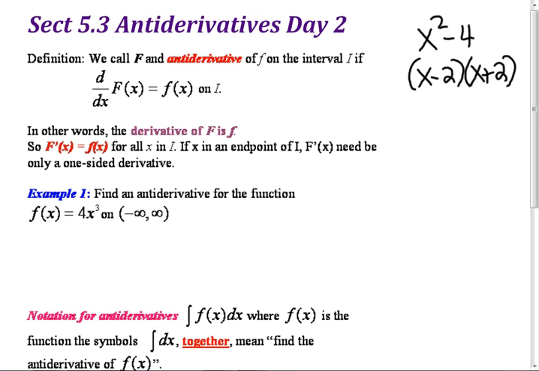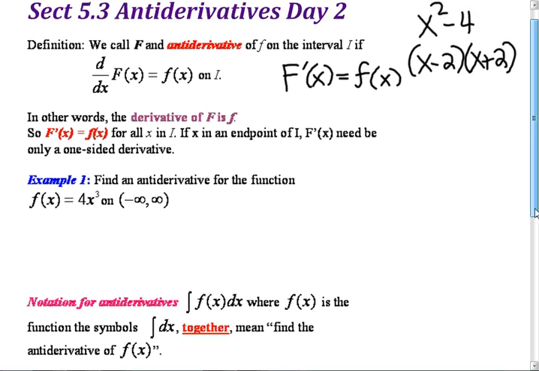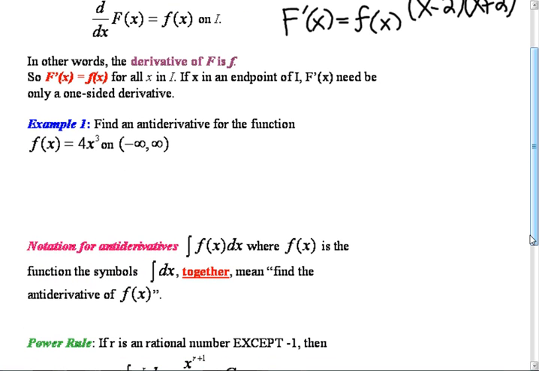So how do I really know I have an antiderivative? Take the derivative, and that's going to be down there. So if F is my antiderivative, then F prime of x would have to be equal to my original function, little f of x. So let's try example 1. Okay, find an antiderivative for this. So we'll call it capital F of x.